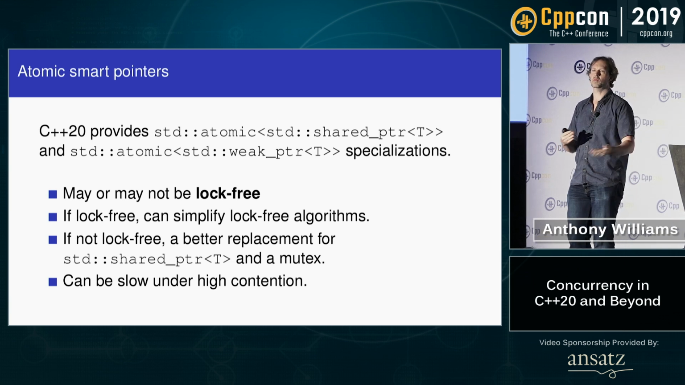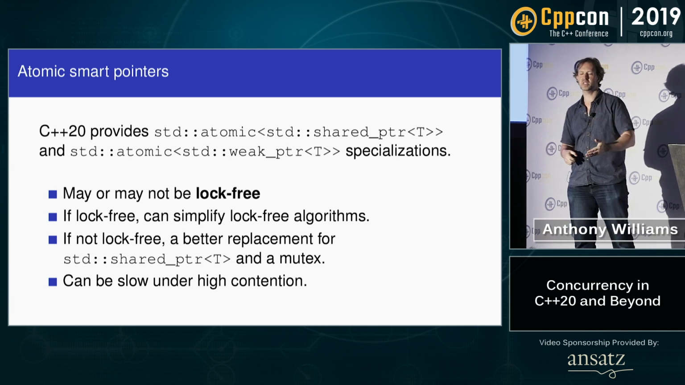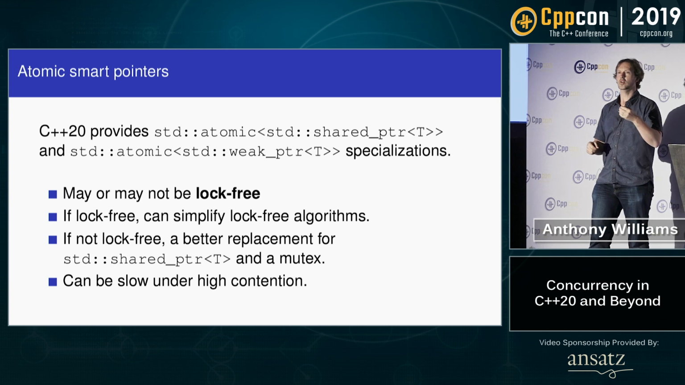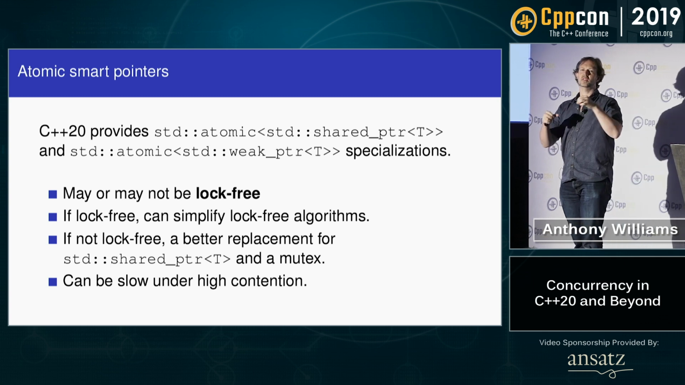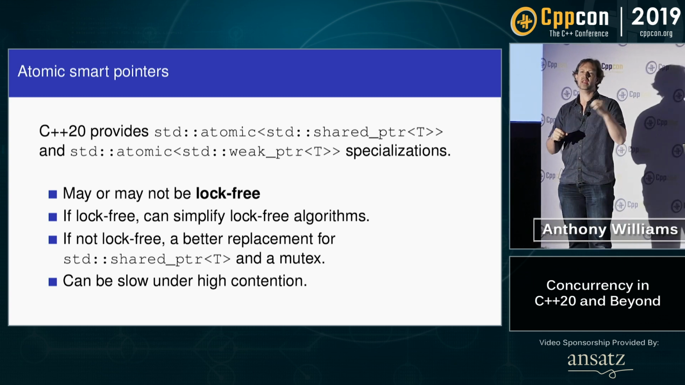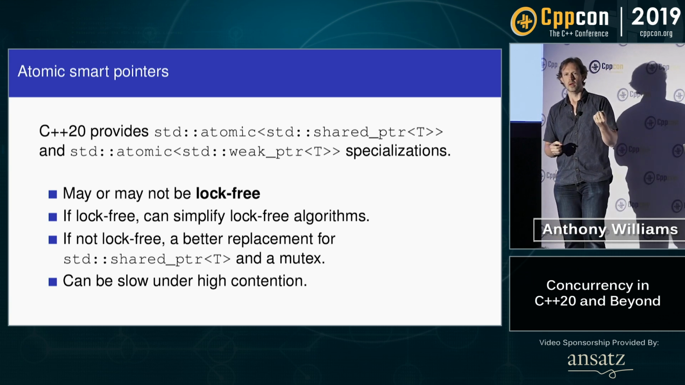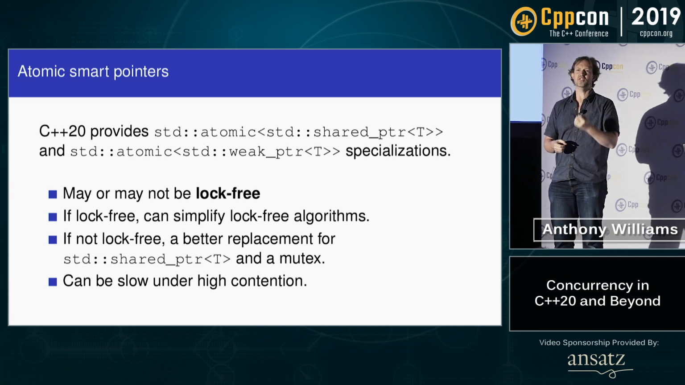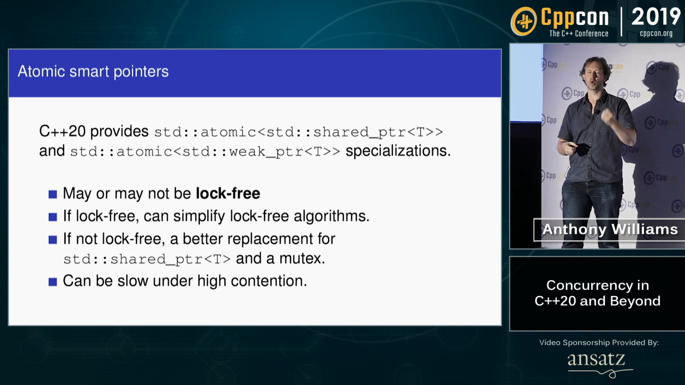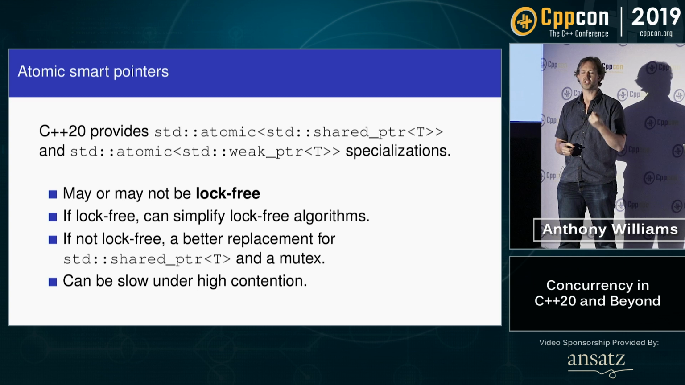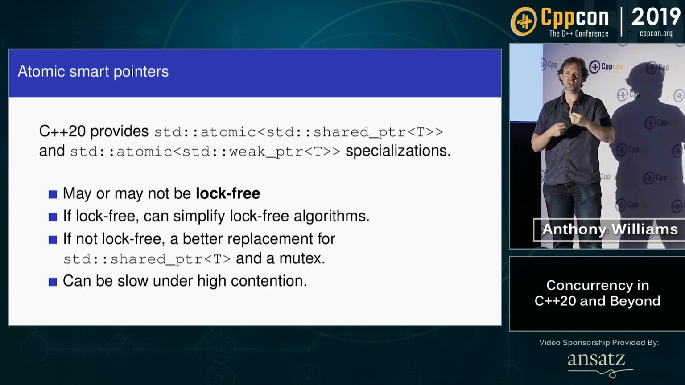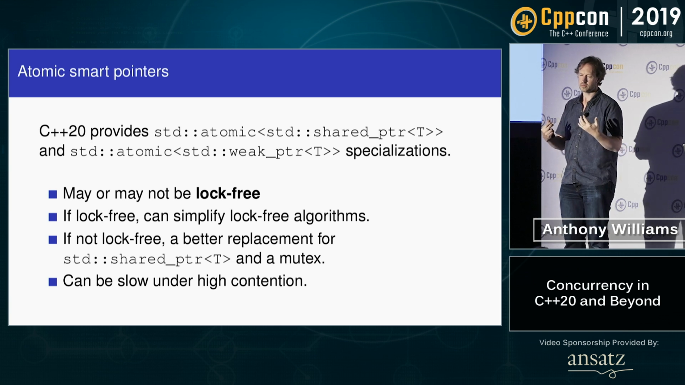Okay, so I said we have smart pointers, we have atomic of shared pointer T and atomic of weak pointer T. Now, normally the standard atomic template only allows you to use things that are trivially copyable. And shared pointers are definitely not trivially copyable because you want to deal with the reference count. So we have specializations for this because it's sufficiently generally useful.